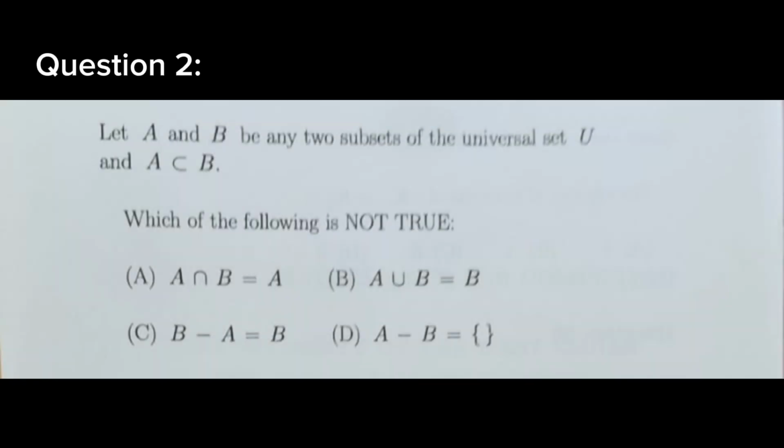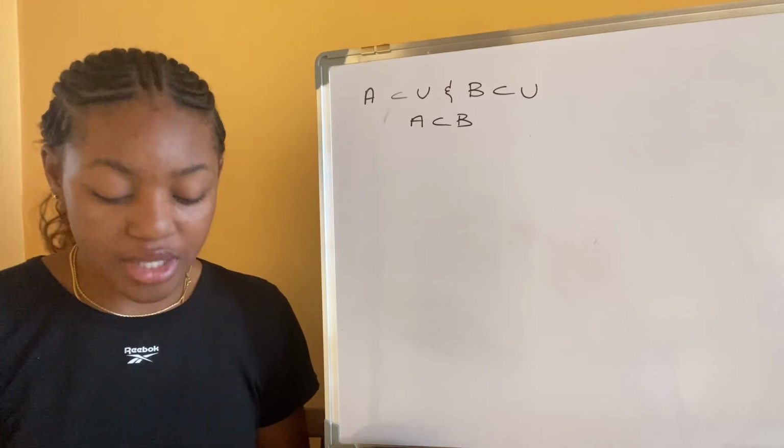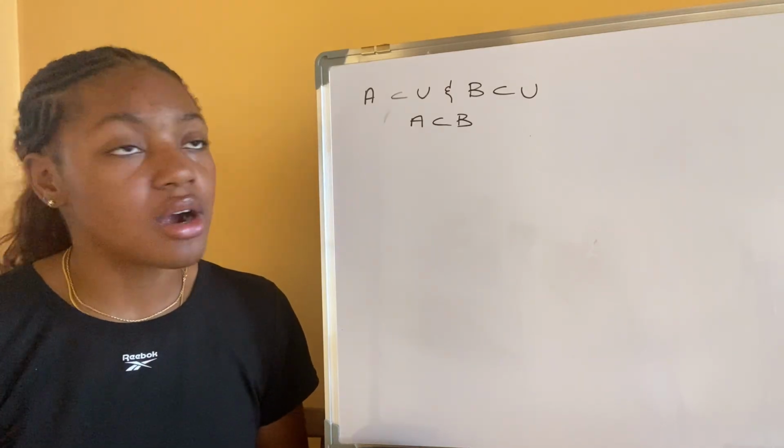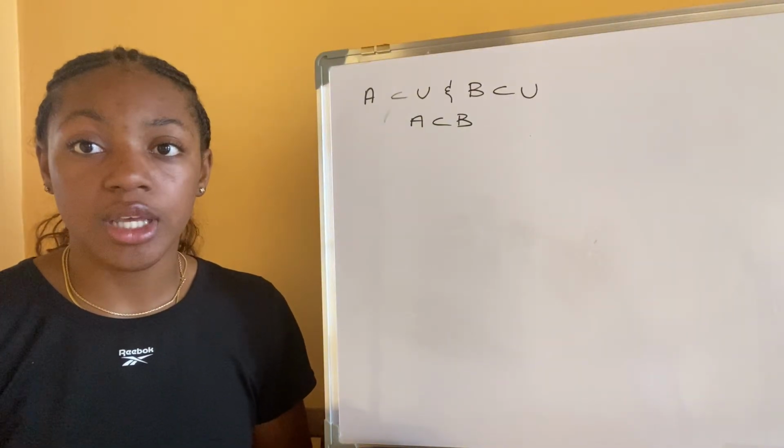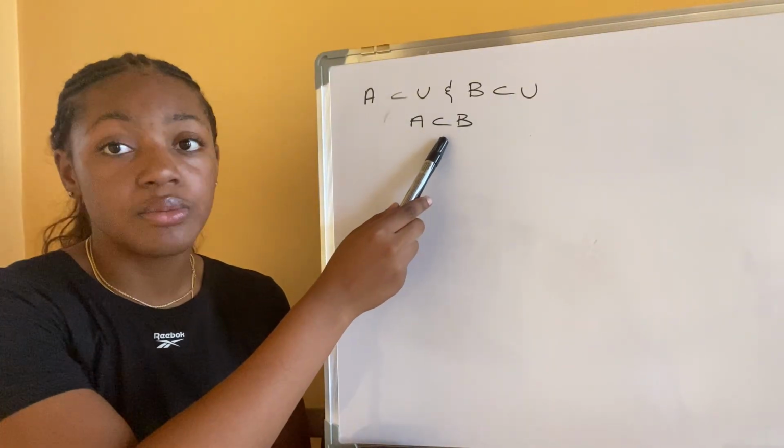Question 2. Let A and B be any two subsets of the universal set U, and A is a subset of B. Which of the following is not true? A, A intersect B equal A, B, A union B equal B, C, B minus A equal B, or D, A minus B equal empty set. So in this question, we're told that A and B are subsets of U, the universal set, and A is a subset of B. So of course, this is the symbol for subsets.